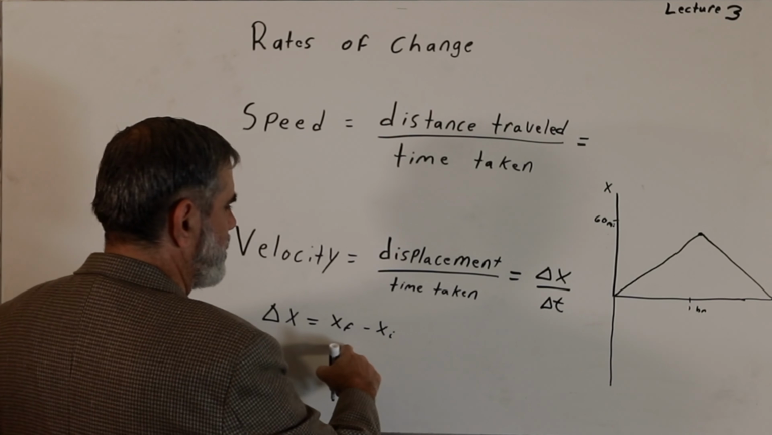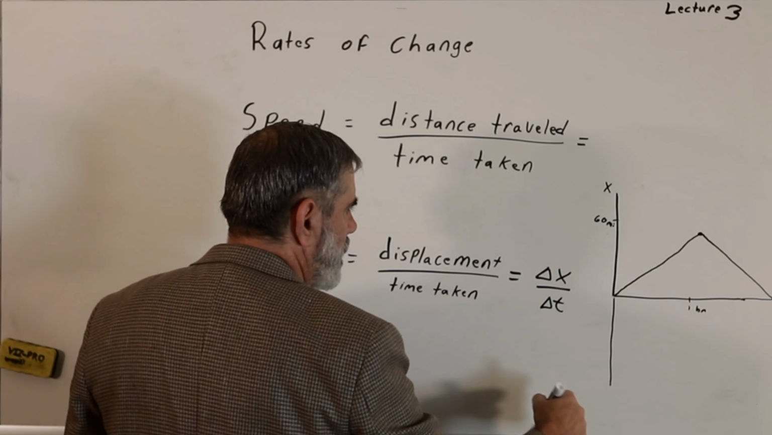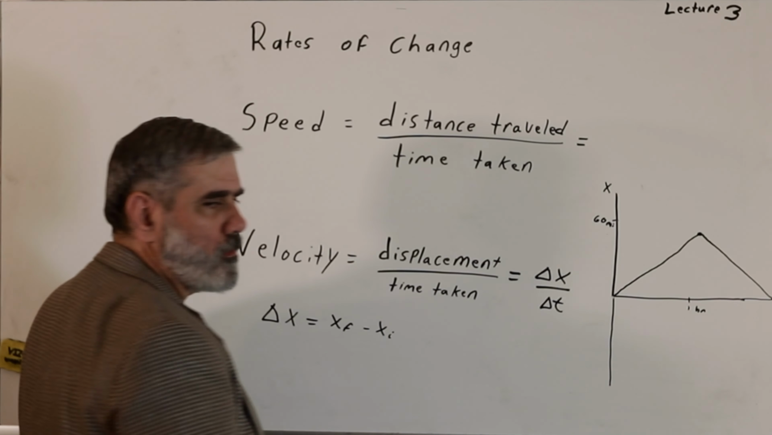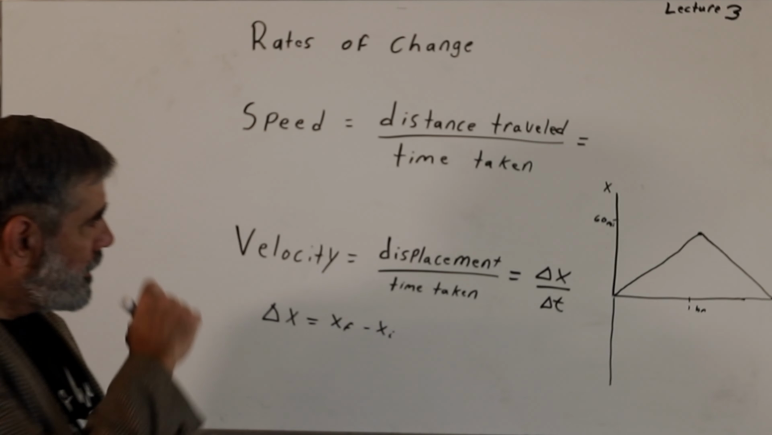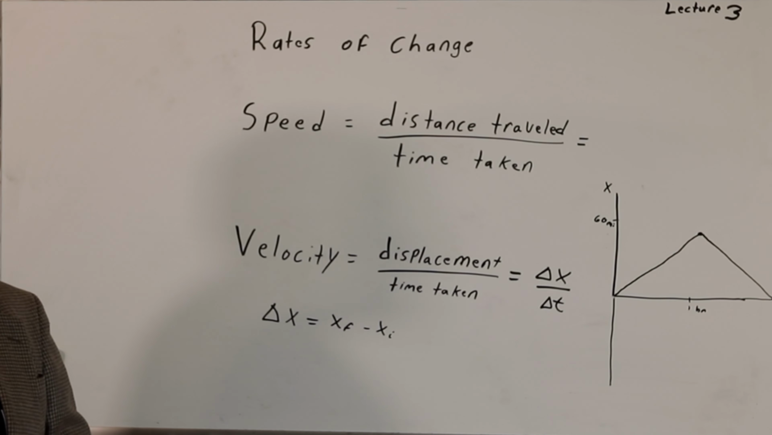So my displacement, x final, is 0, and my initial position is 0. So this is just equal to 0 divided by 2 hours, which is, of course, a velocity of 0. And that's because of the vector nature of velocity.